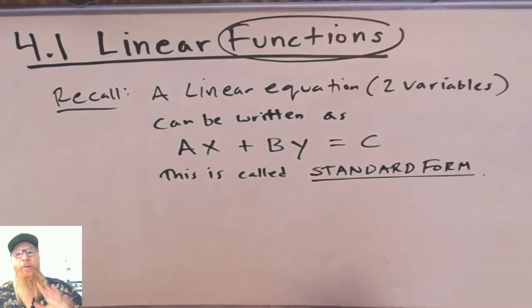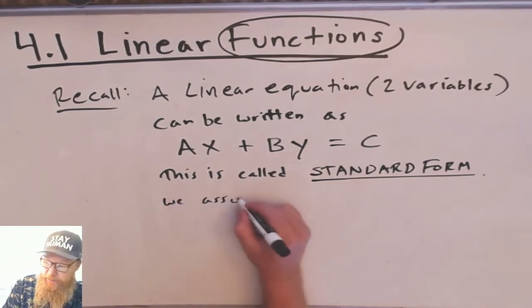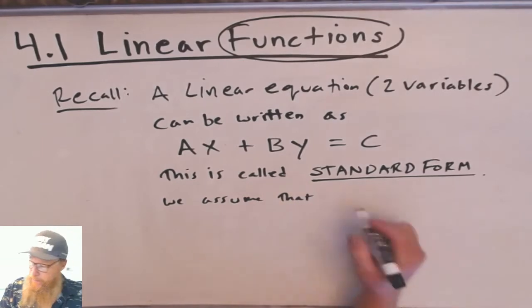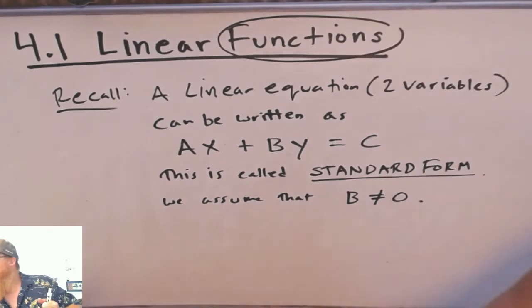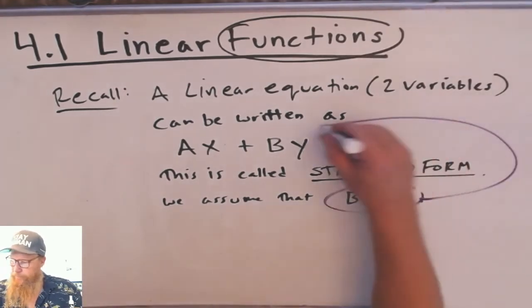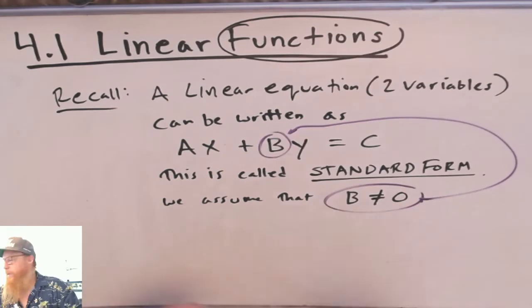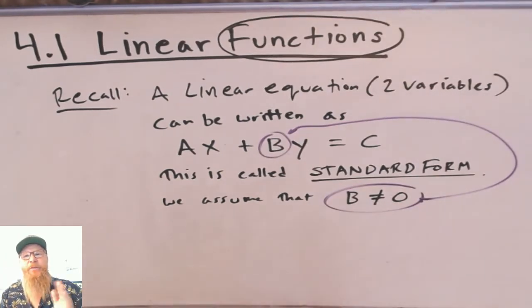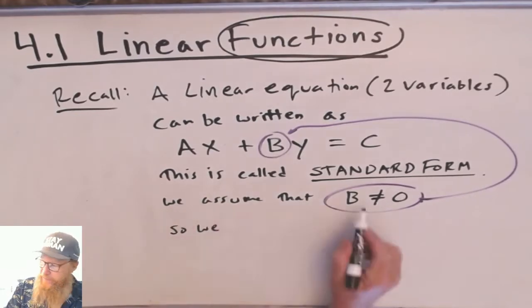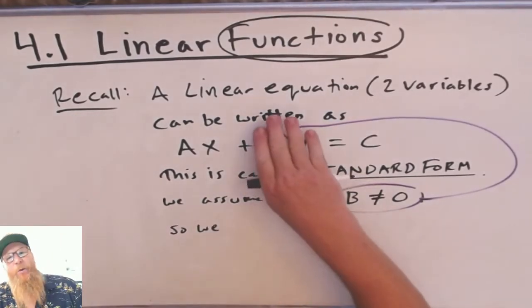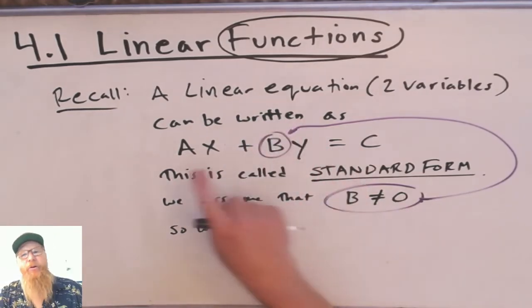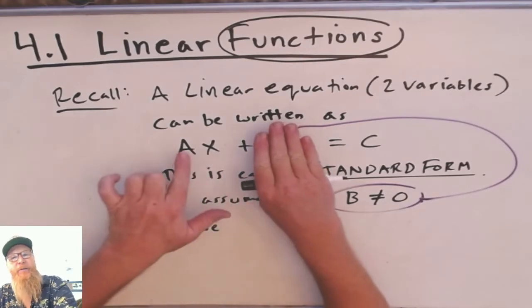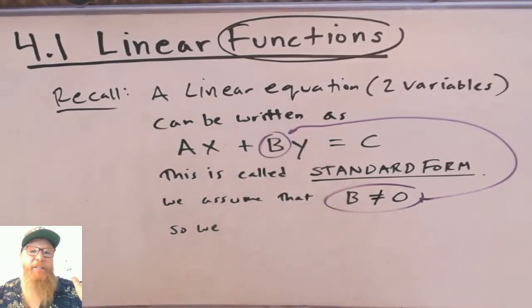Okay, and we assume that B is not equal to 0. The reason we do that is that if B is equal to 0, then the y term would not be there, and it would not be a function. It would be a linear equation in just one variable, Ax equals C, and we're not going to be studying those in this section. Everything is going to be written as a linear function.